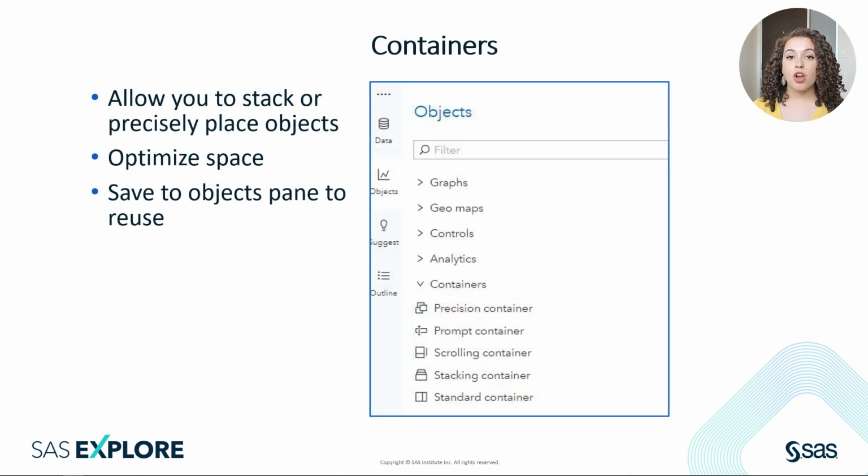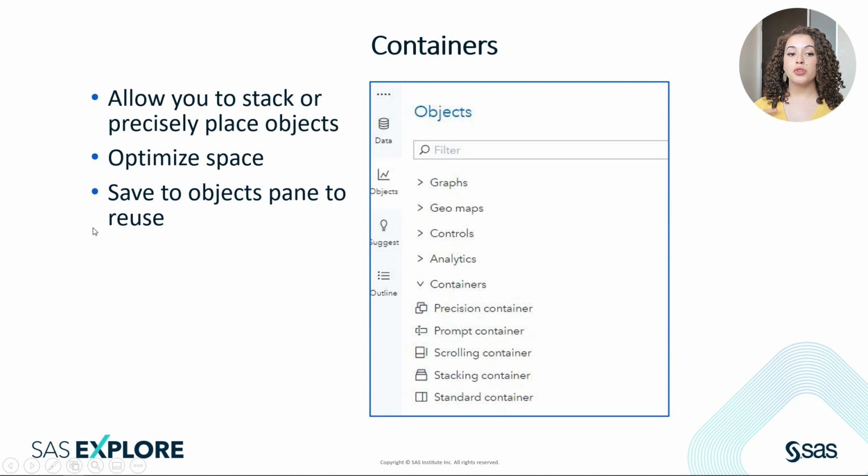Also, containers are a great tool. If you haven't used them before, you can find a variety of different containers in your objects pane. Containers contain other objects, so you place other objects inside of them. We have a precision container, a prompt container where you'd put those control objects inside of it, a scrolling container to allow your users more length in your report. You have a stacking container to optimize the space of your report and just stack objects on top of each other. And then there's a standard container as well.